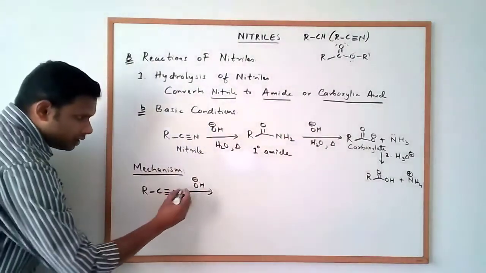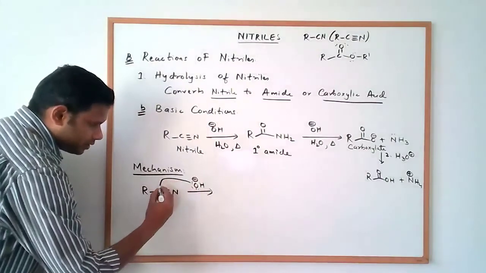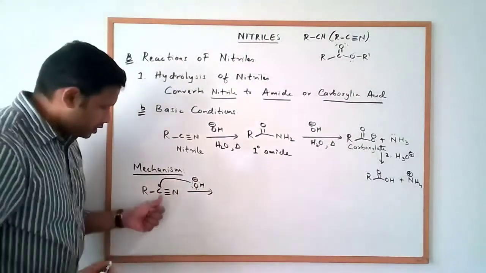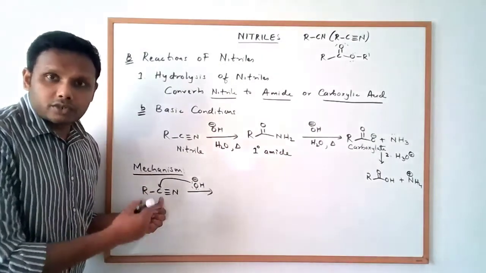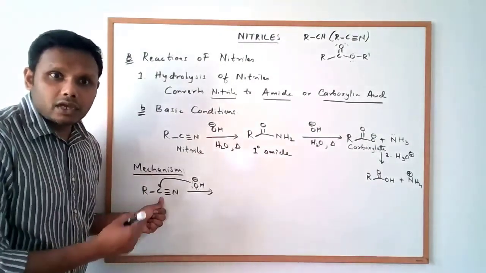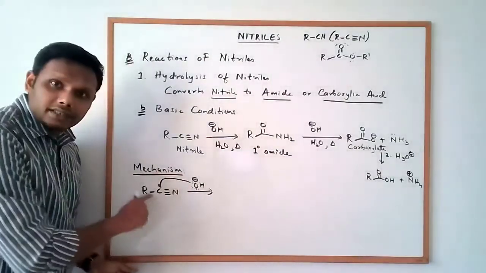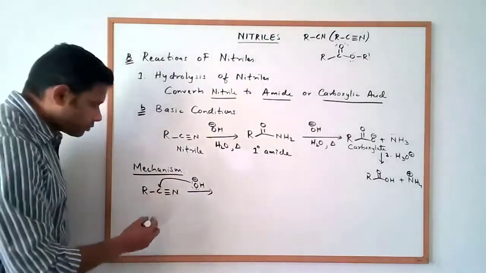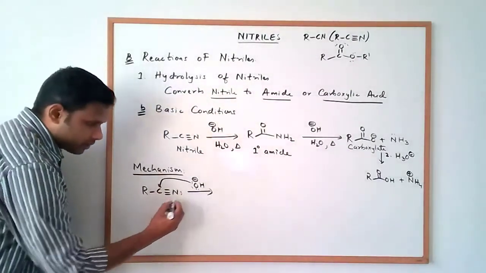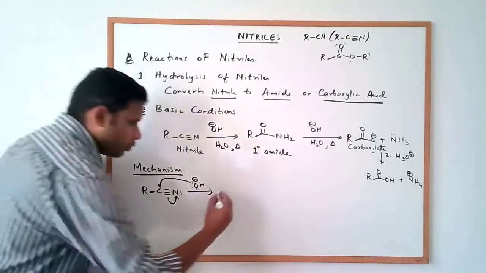So under these conditions, the first step is the attack by the hydroxide on the nitrile carbon. Notice this is similar to the reaction of other carboxylic acid derivatives under basic conditions, where the nucleophile attacks the acyl carbon. It's not the acyl carbon here, but the nitrile carbon that gets attacked. And simultaneously, one of the pi bonds is going to open up.